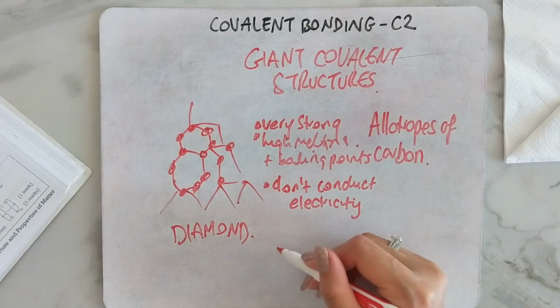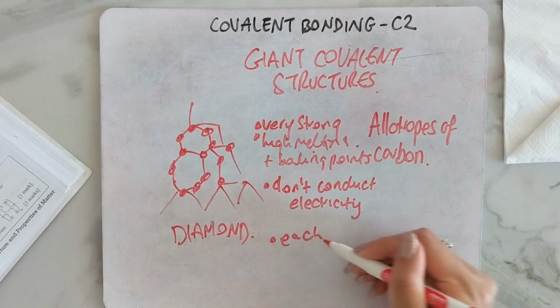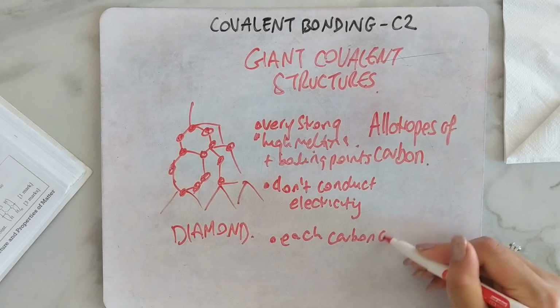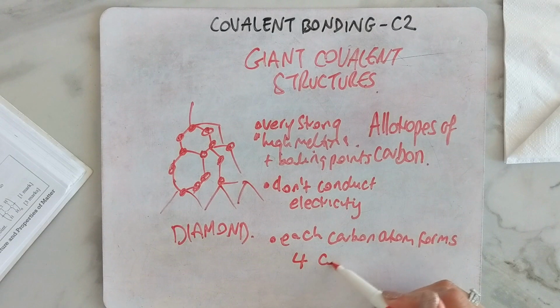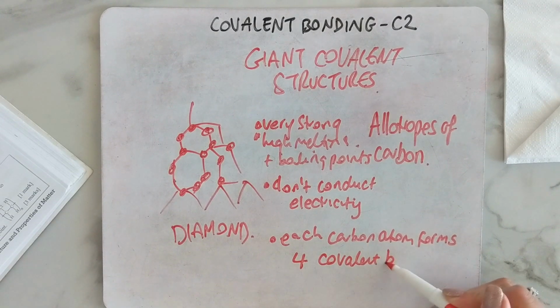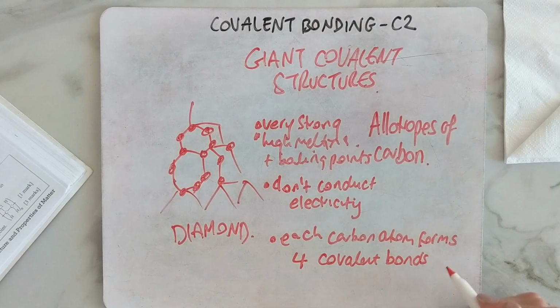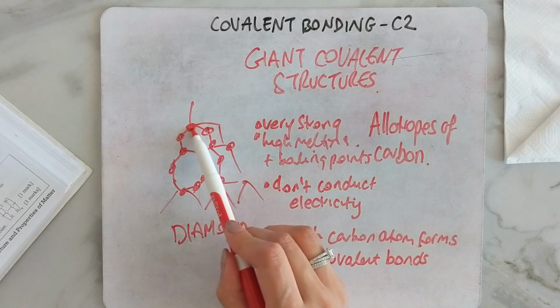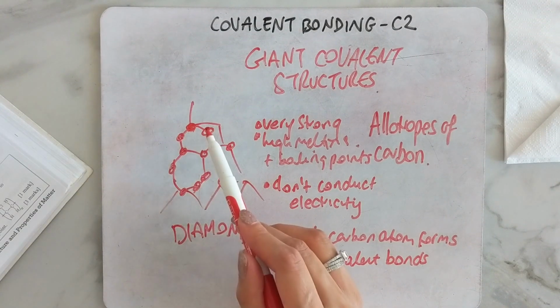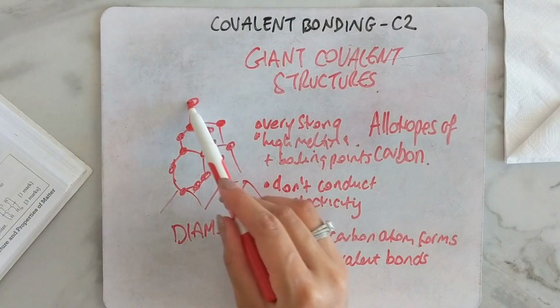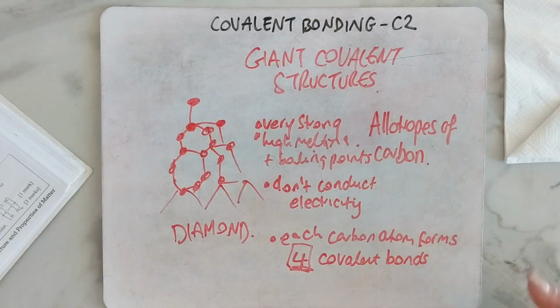It's really important to know that each carbon atom forms 4 covalent bonds to form this giant covalent structure. So key point here, each carbon atom, meaning this one, forms 4 other covalent bonds. So there's 1, there's 2, there's 3, and there's 4. And that's the case with diamond only.